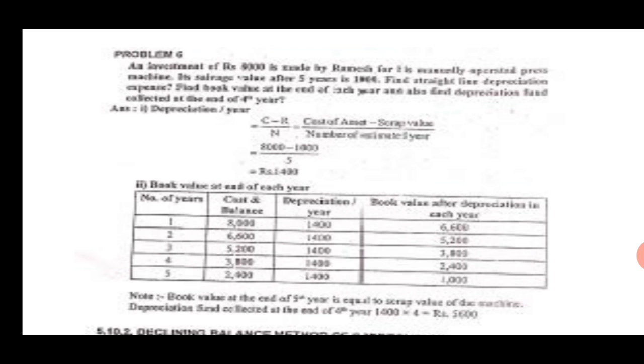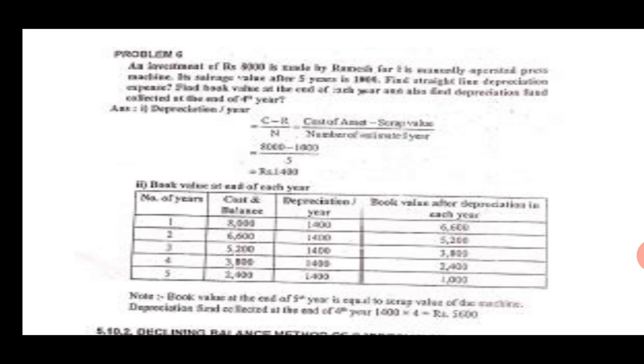So now we will calculate the book value at the end of each year. You make a table, number of years, first column. Second is cost and balance. Then third is depreciation per year. And finally is the book value after depreciation in each year. So 4 columns are there. The first column, year 1, initial cost was 8,000 rupees, depreciation for that year is 1,400 rupees. So 8,000 minus 1,400 is 6,600 rupees. This becomes the book value after year 1.